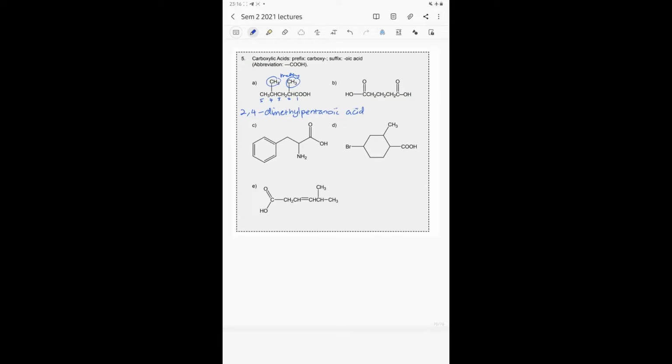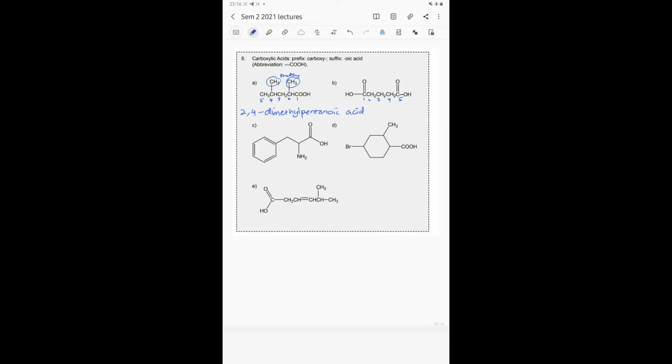Okay, for B, we have 2 COOH now. It can be either one for carbon number 1. But if you have a substituent in the middle, make sure the substituent gets the lowest number. Let's say I start from left. 1, 2, 3, 4, 5. Still 5 carbons.